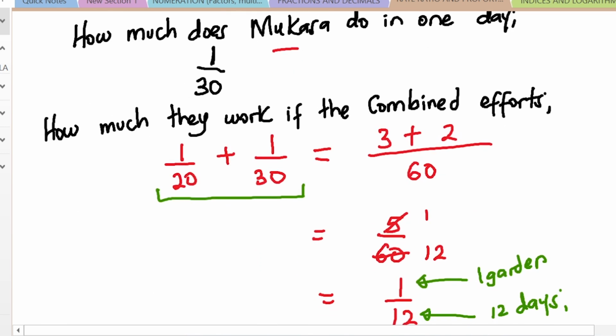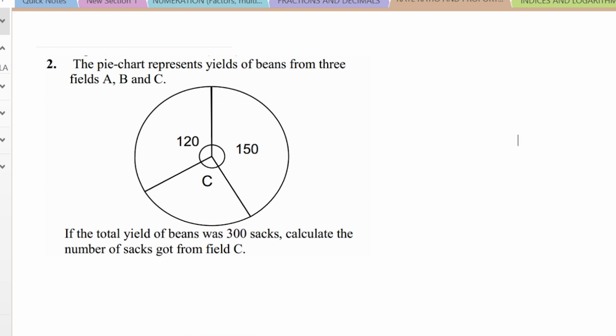That's the answer. So moving on, the pie chart represents yields of beans from 3 fields A, B, and C. If the total yield of the beans was 300 sacks, calculate the number of sacks got from field C. So here they're telling us that the total yield of beans was 300 sacks. Calculate the number of sacks got from field C.